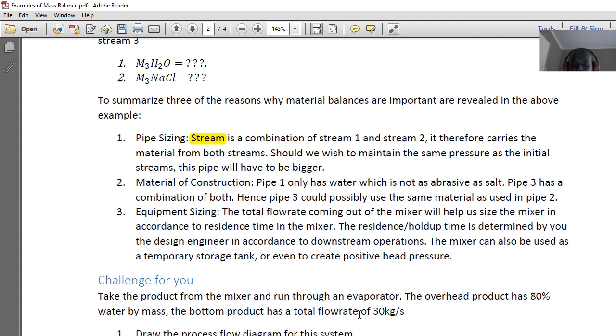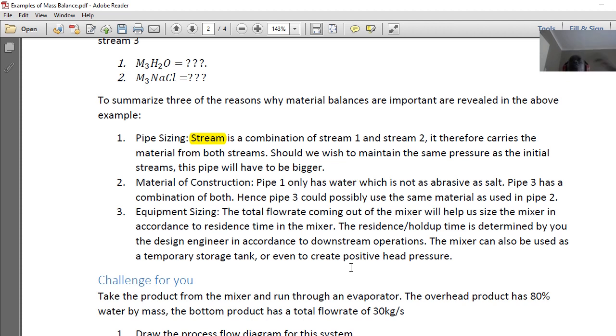And equipment sizing. So the total flow rate coming out of the mixer will help us size the mixer in accordance to residence time in the mixer. So you as the design engineer will say, all right, this vessel should be this big, and because the downstream processes require this and that, I will design this mixing tank as a hold-up tank, right? So the size of it will depend on how long I want to hold my liquid mixture before it is sent down line, right? So the mixer can also be used as a temporary storage, as I said, or to even create positive head pressure. So the vessel itself, you put it at a certain height. Once you have the water mixture inside it, that creates a pressure, right?